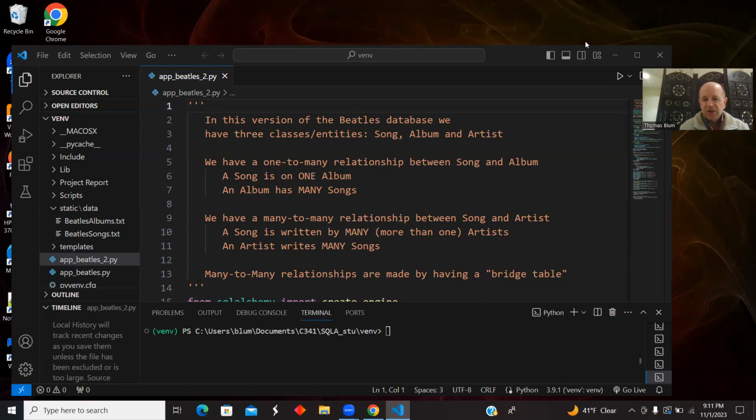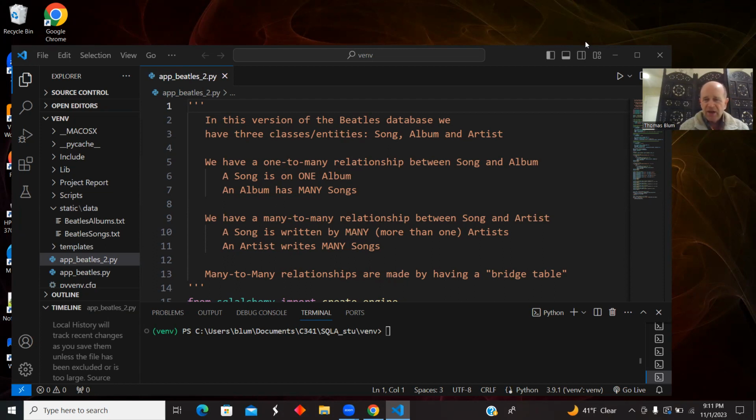A song is written by more than one artist, or at least can be, or in some instances, not always written by more than one artist, but it can be. And an artist writes many songs. So we'll just simplify it: a song is written by many artists, and an artist writes many songs, making the relationship many to many. And so we're going to introduce a bridge table to realize the many to many relationship.